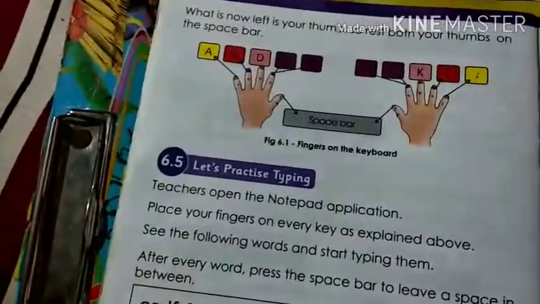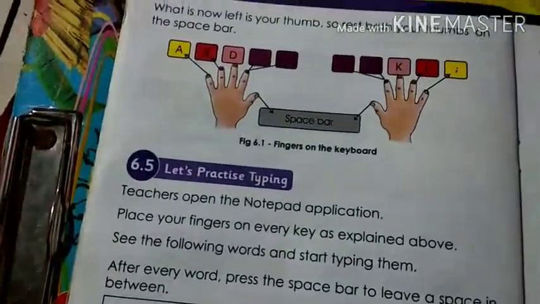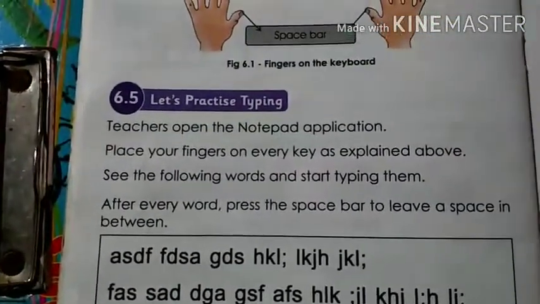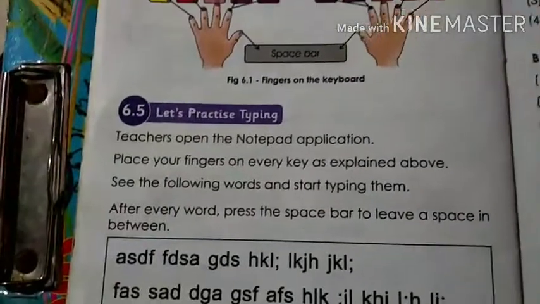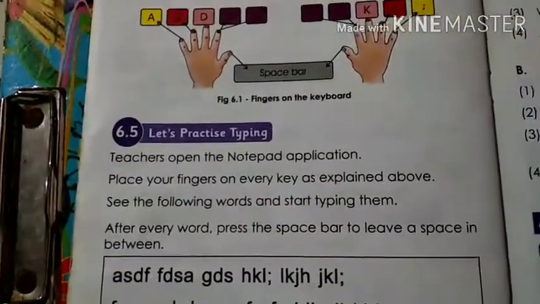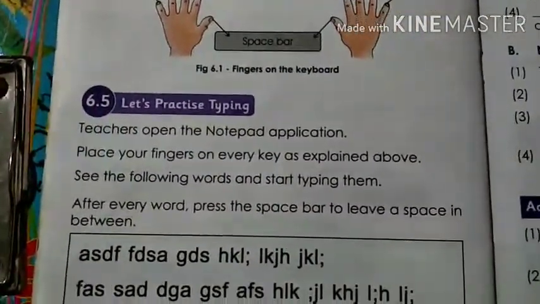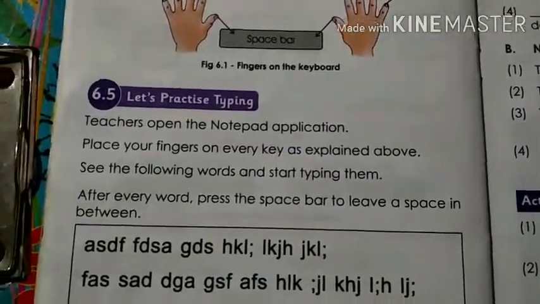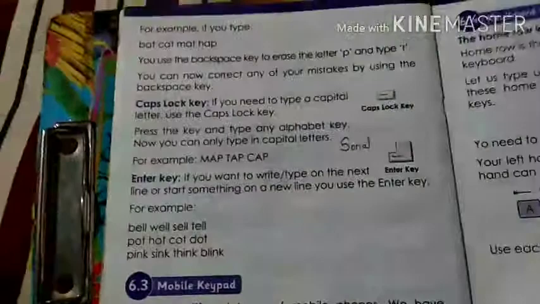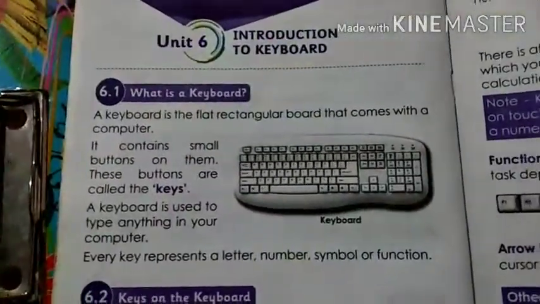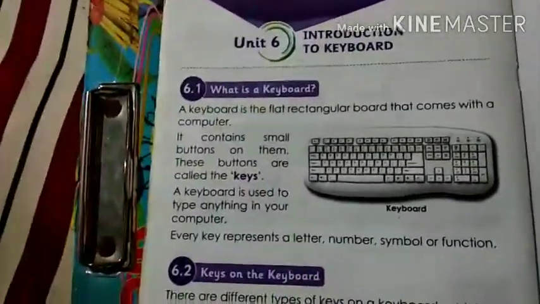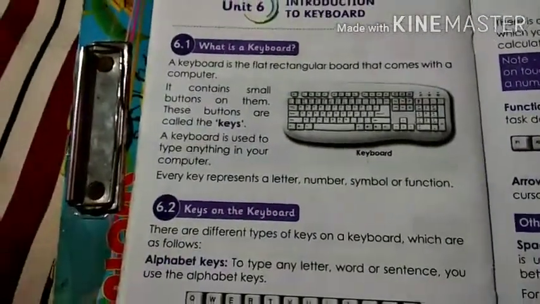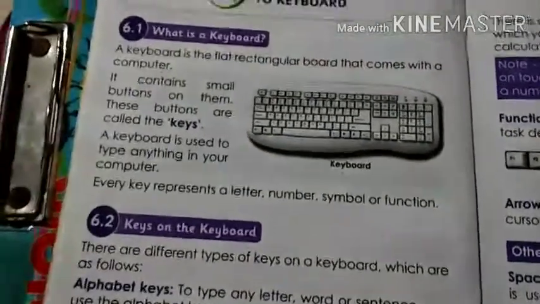Okay. Next we have 6.5, that is practice typing. When we have school, definitely we will do this practice in your computer lab. Okay. So I hope you all have understood whatever points we have covered today. I took a revision twice, thrice. Again I will explain to you. I will take the revision of the whole lesson.